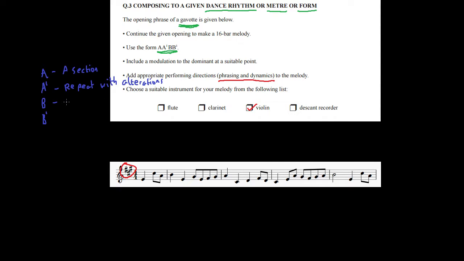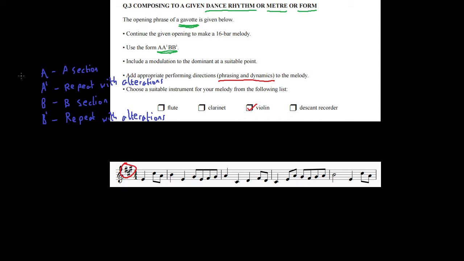Then your next couple of bars is going to be your B section, which is a contrasting section to your A section, and B1, which is a repeat of the B section with alterations. Okay, that's a really important thing to look at when you first look at your instructions. What form do you need to use? Because that tells you everything you need to do.